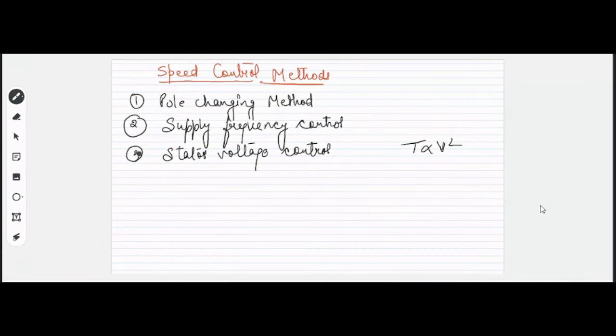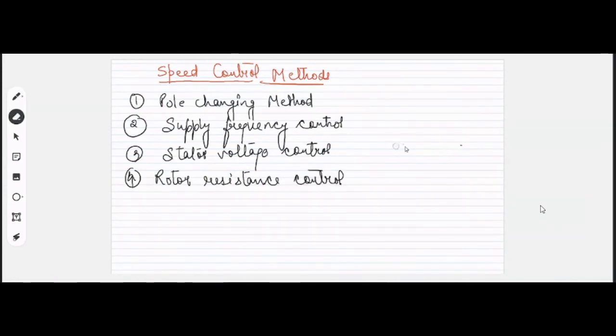Fourth method is the rotor resistance control. Of course, now everybody can tell me, anybody from the class can tell this, that this method will be applicable only to which motor? Wound rotor motors. This method will only be applicable to the slip ring or wound rotor induction motor, right?